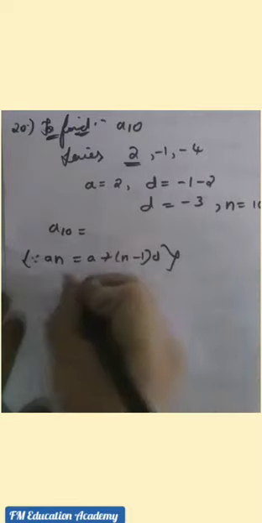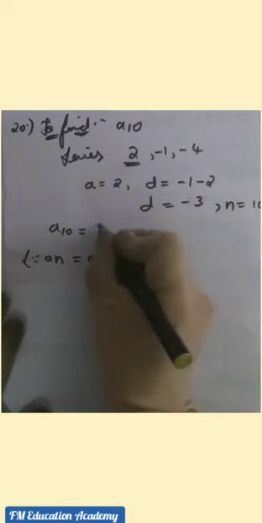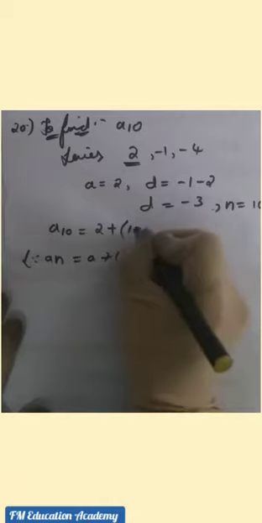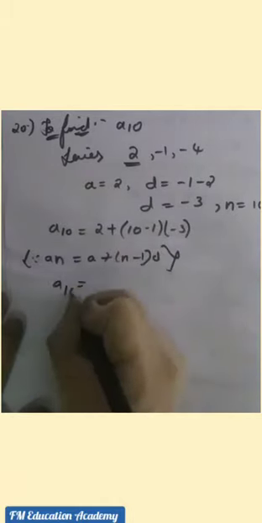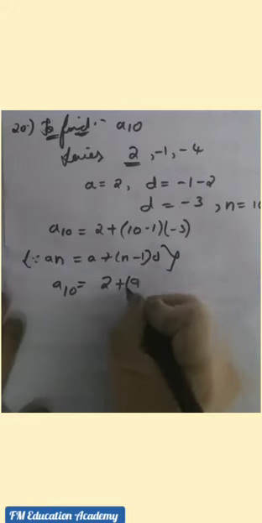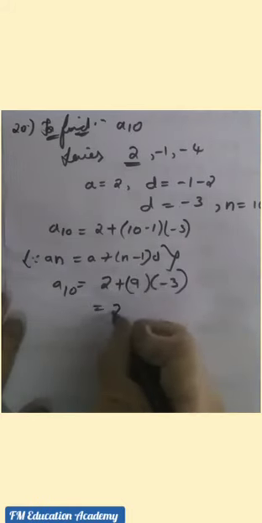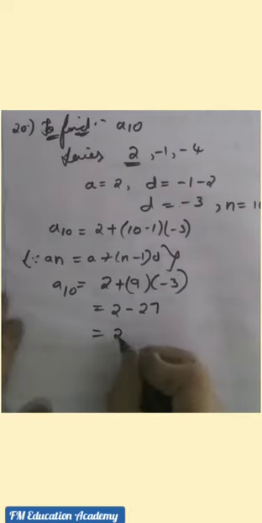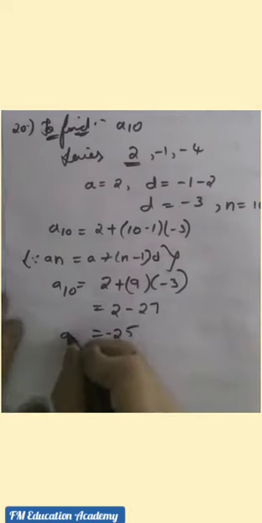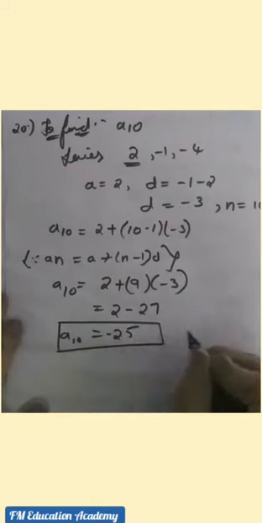So substitute here. A10 is A, which is 2, plus N minus 1, that is 10 minus 1, into D, which is minus 3. So A10 is equal to 2 as it is, plus 10 minus 1 is 9 into minus 3. That is equal to 2 plus, into minus is minus, 9 3s are 27. So we have 27 minus 2 is 25, and the bigger number's sign is minus here. So we got the 10th term as minus 25, which is option 3. So my answer of 20th question is option 3, that is minus 25.